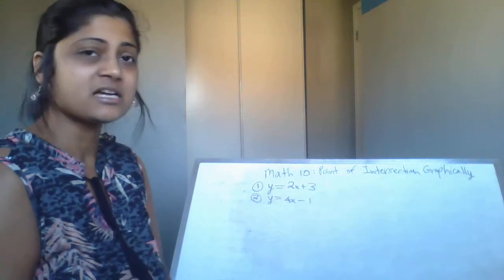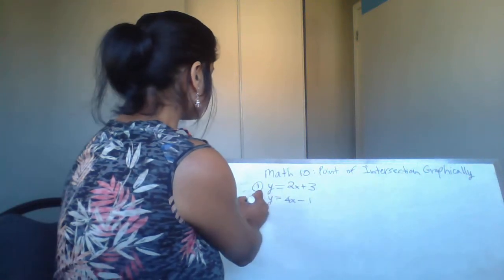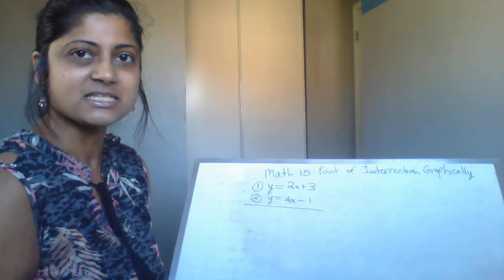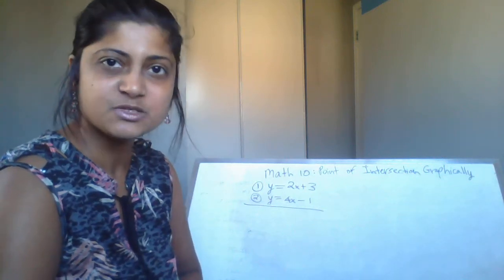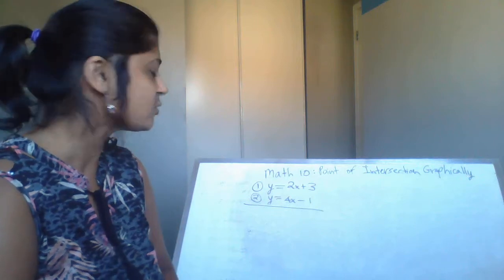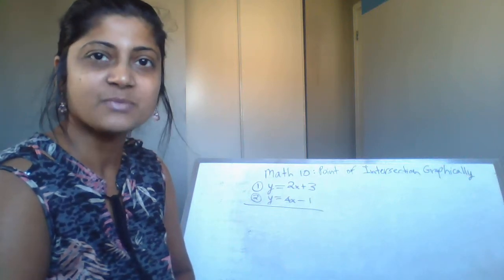I have an example written down on the board here, and this is going to be my system of equations. The first equation is y equals 2x plus 3, okay? And the second equation is y equals 4x minus 1.